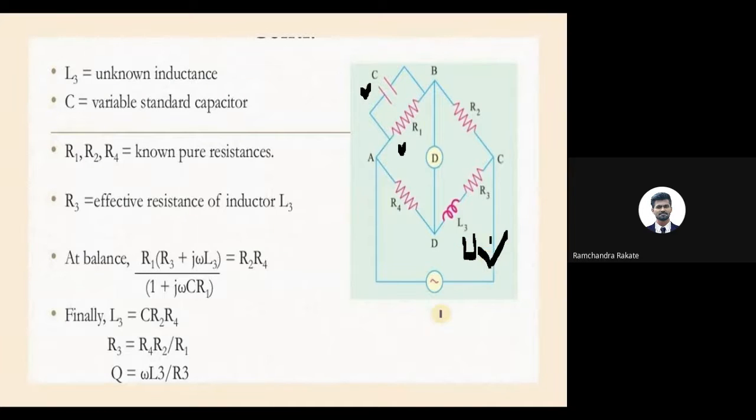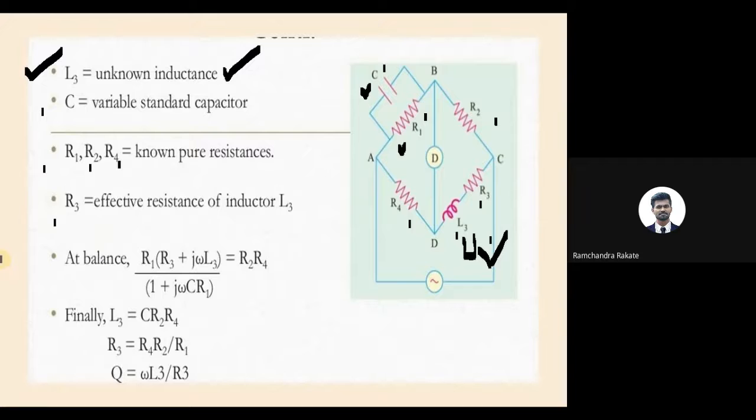Correct? So let's again see this. L3 is what? Yes, it is the unknown inductance. Where is it? This is L3. C is a variable standard capacitor, that is this one. R1, R2, R4 are pure resistances. So this is R1, R2, and R3. These are pure resistances. R3 is the effective resistance of inductance L3.